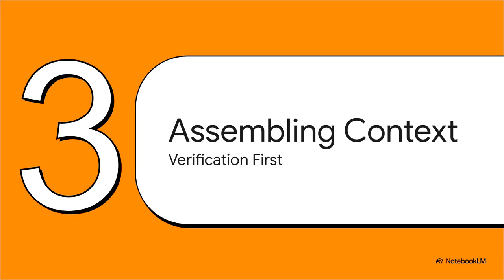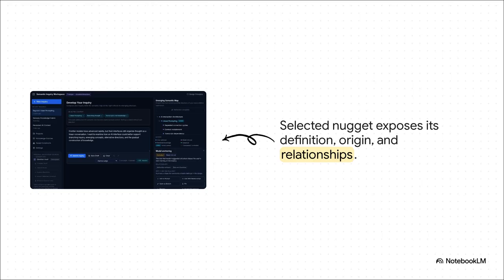Inspecting and assembling context. Verification first. A really critical design principle here is active verification. Let's say you select a nugget, like model anchoring. The interface instantly exposes exactly what it means and where it came from. Is it a user-stated fact? Is it an inference the model just made up? Or was it retrieved from an external database? You have the absolute power to inspect those relationships and investigate its provenance before making it part of your inquiry.